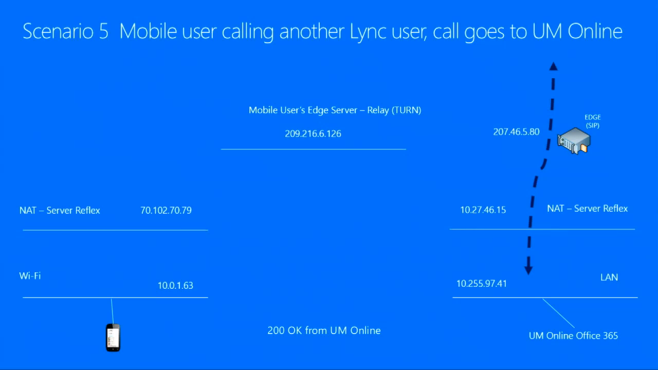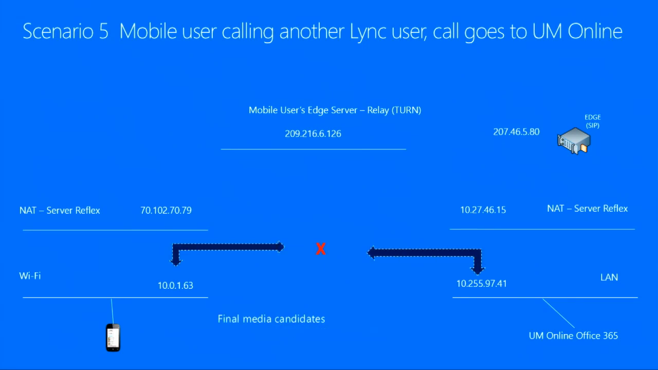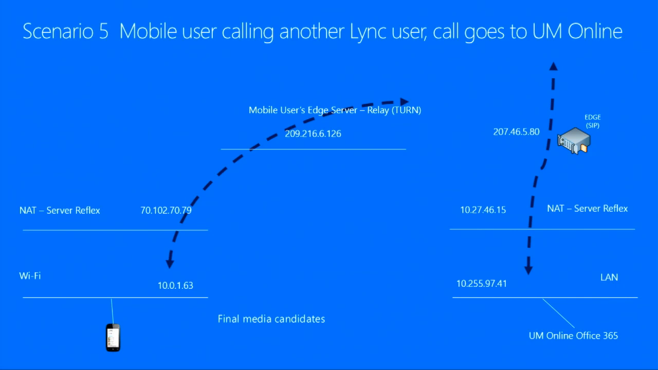Okay. So for media candidates, the first ones will eventually fail, because once advertised, private to private is not supported, and neither is the NATed IP address. So your final candidate will go through the edge, okay? And this is how you establish your call with the relay.